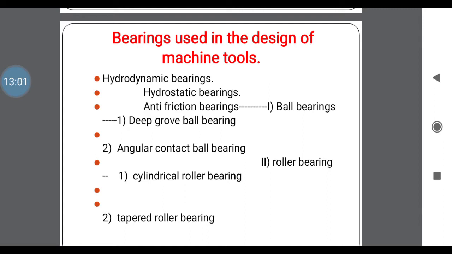In roller bearings, first one is the cylindrical roller bearing and the tapered roller bearing. With respect to the position of your rollers, we can classify cylindrical and tapered. Cylindrical means that it is purely cylindrical. In tapered also you are using rollers, but the rollers are in a tapered arrangement. These are some bearings you are using in the design of CNC machine tools. Mainly you are using hydrostatic, hydrodynamic, ball and roller bearings, which are mainly used for these applications.